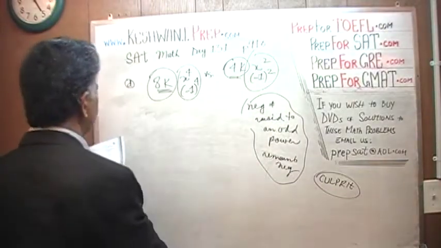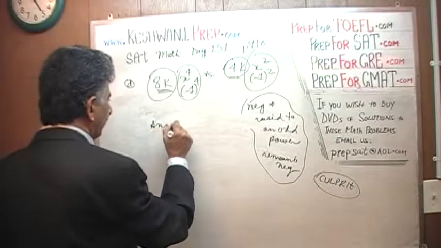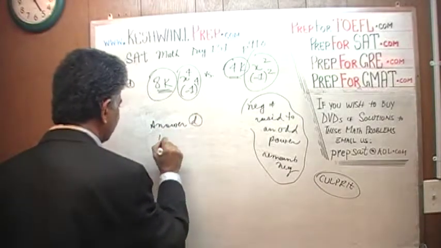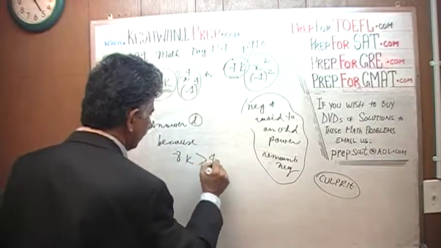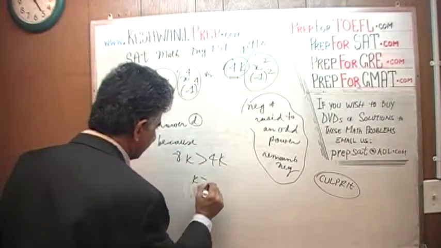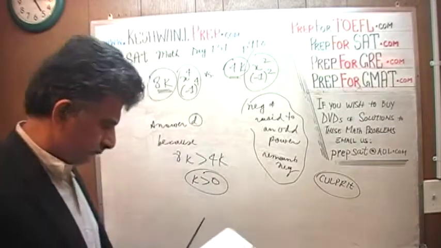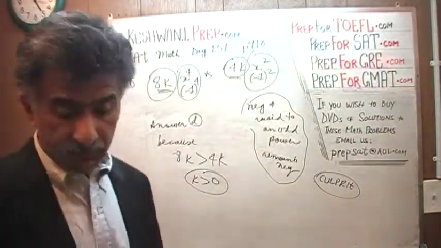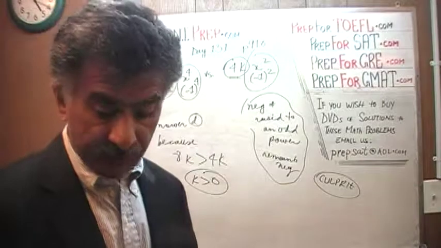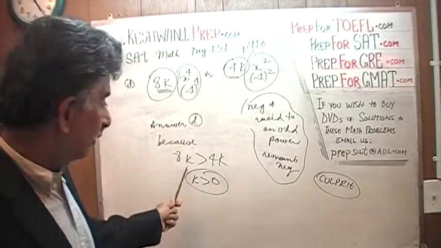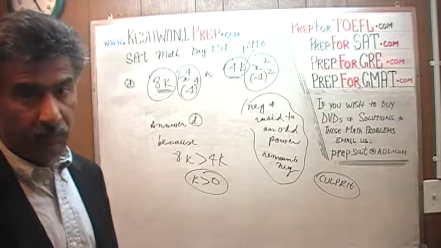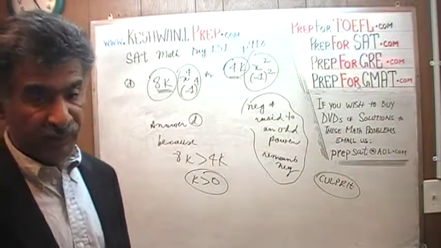The answer is D, because 8 times k is going to be more than 4 times k, because k we are told is more than 0. If k is a positive quantity, which it is, then 8 times some positive quantity is going to be more than 4 times some positive quantity. Any quantity, doesn't matter. Even if k turns out to be a fraction.